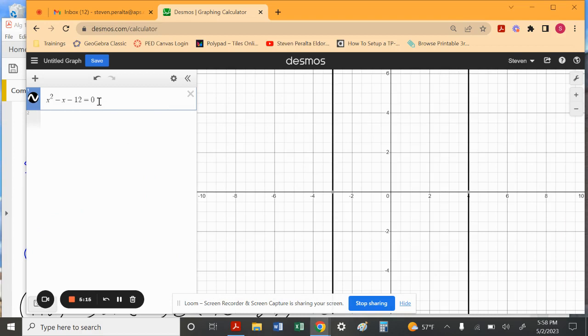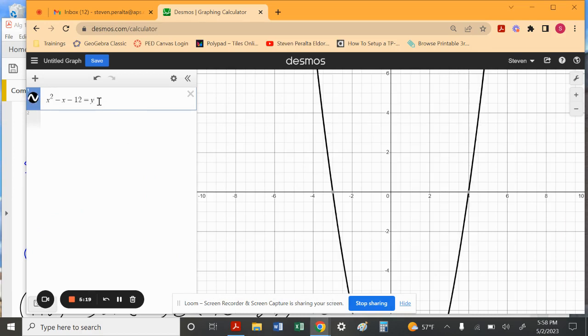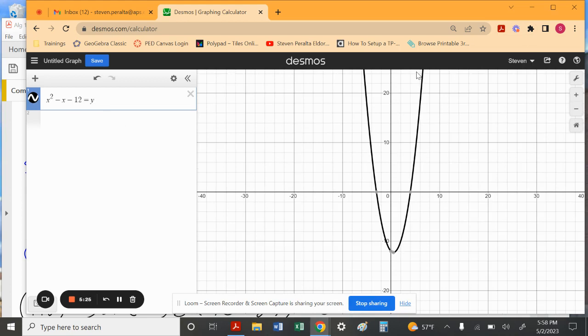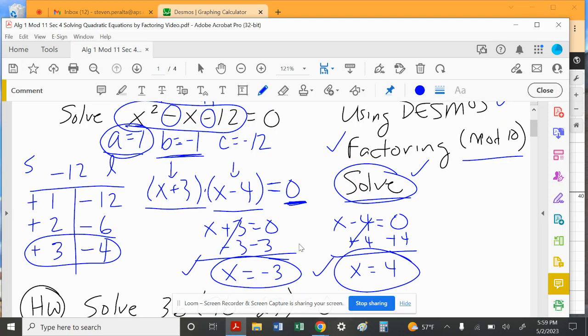Now I'm going to show you what it's like when it's an equation. Instead of having 0 there, I'm going to put y, and notice it becomes an equation. In that particular case, you'll notice that it is a parabola. You'll see it still crosses at -3 and +4. So those x-axis values are the ones that are the solution to this quadratic equation.